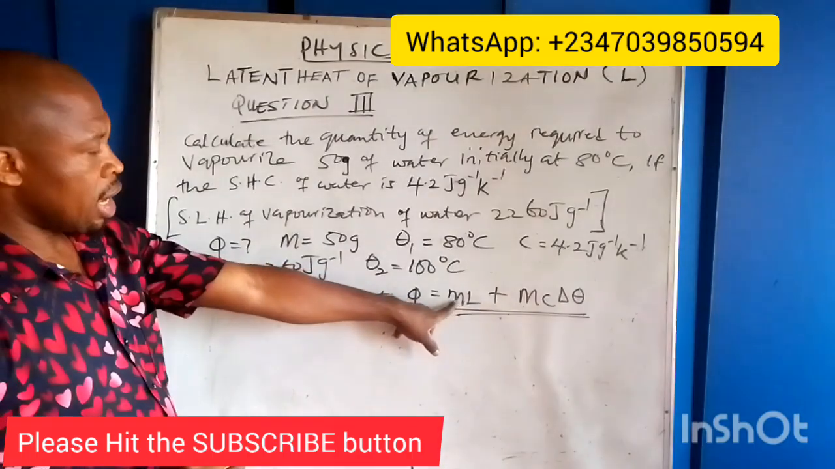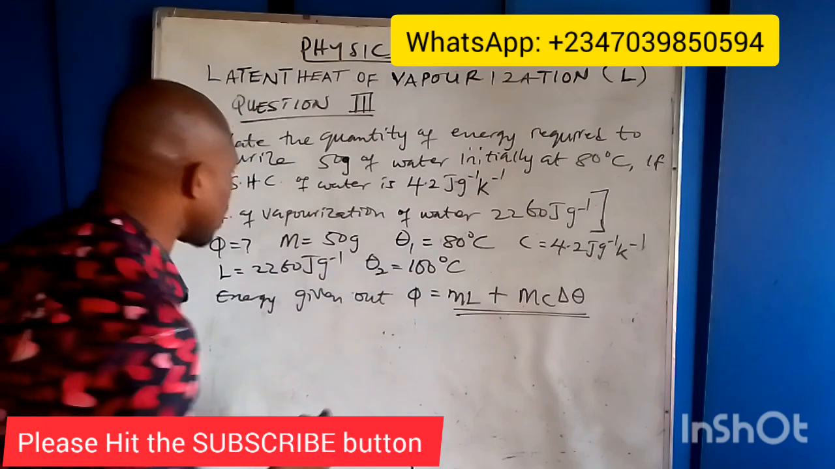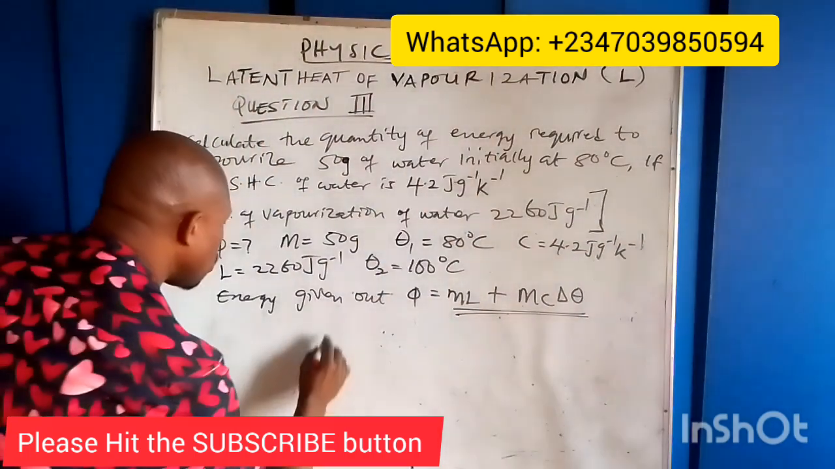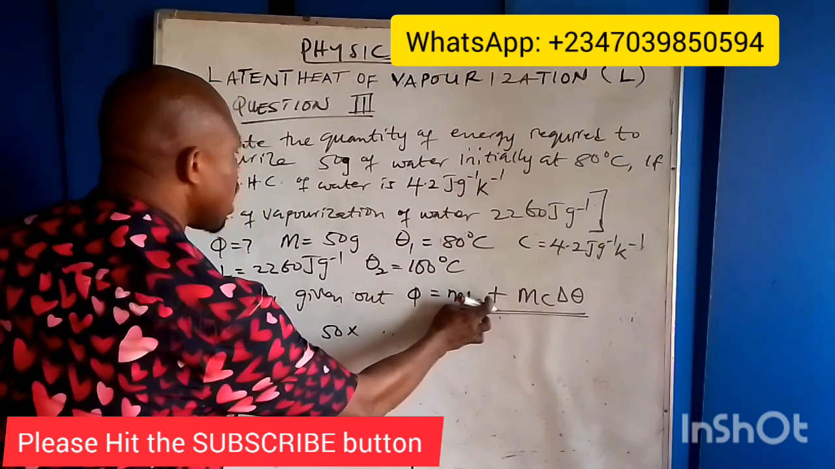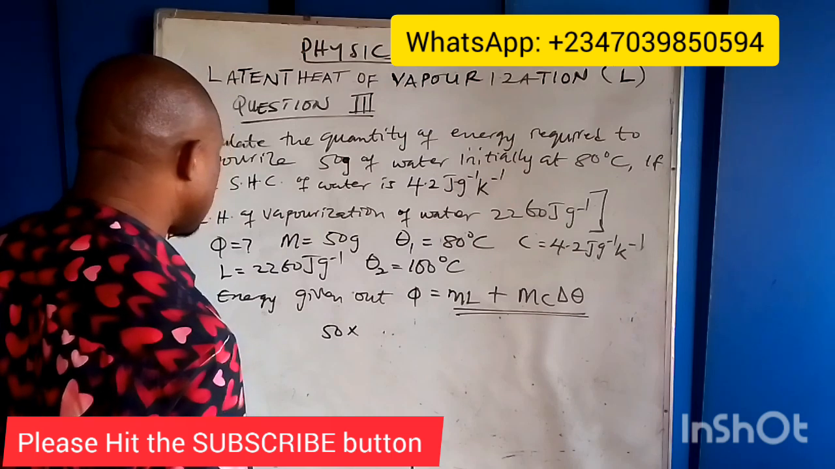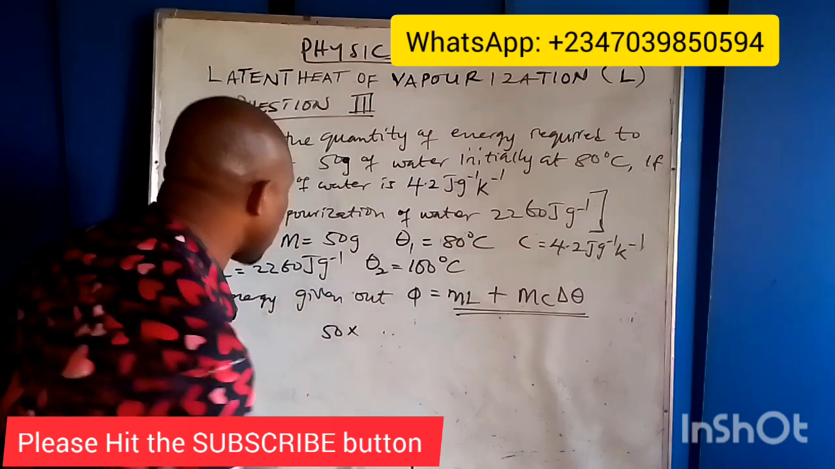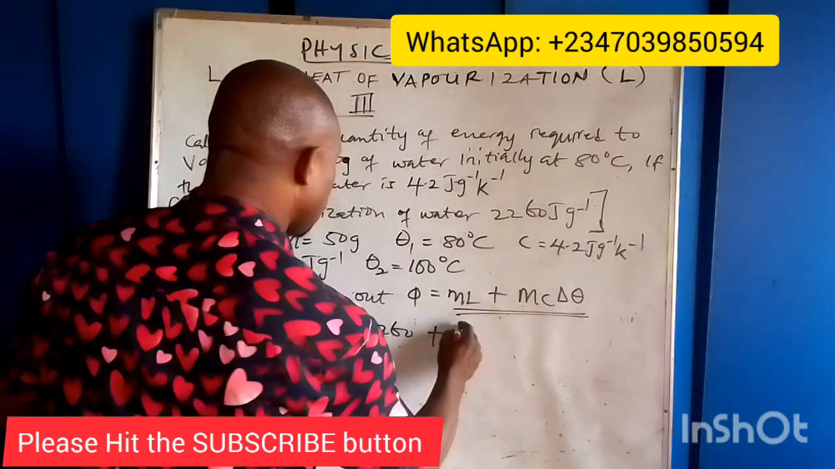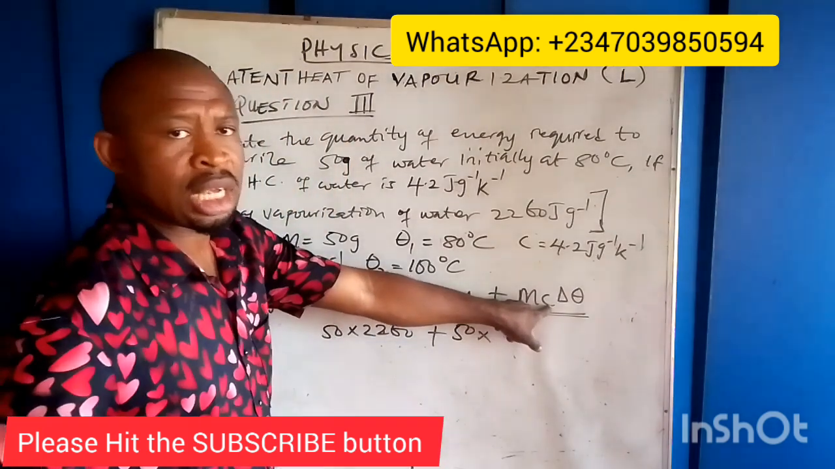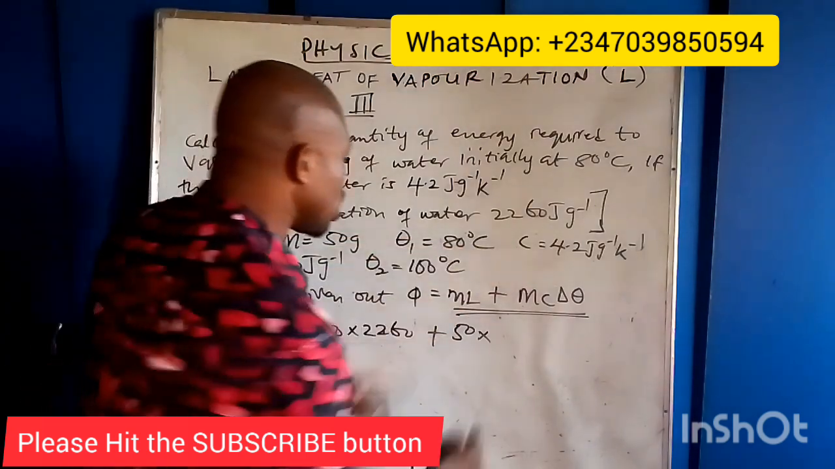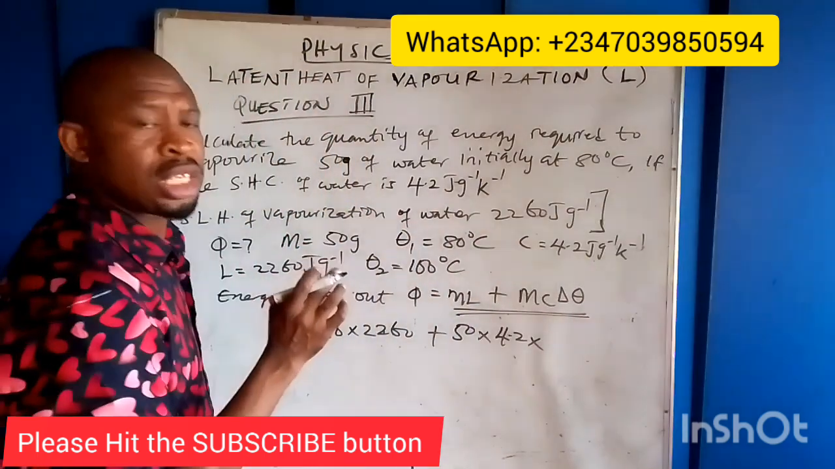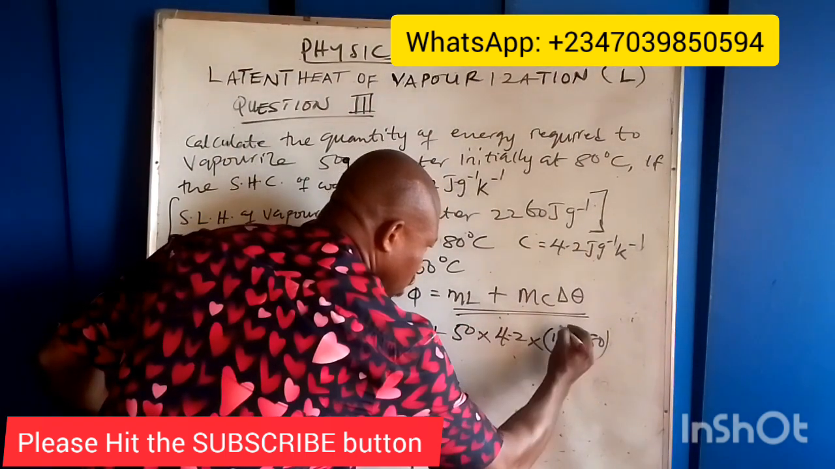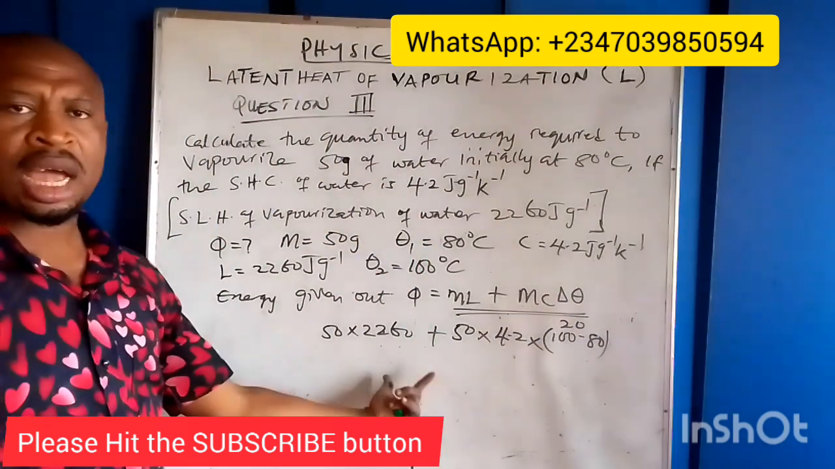Now we substitute here M, which is mass of water. Mass of water at this point is still water. Here, that same water will move to vapor. So we now have 50 multiplied by specific latent heat, we now have L. If we put value of L, it is 2260, plus mass of water 50 times specific heat capacity of water. Now, specific heat capacity, of course, is given to be 4.2 times temperature difference. Temperature difference here is 100 minus 80. And of course, this temperature difference here will give us 20.